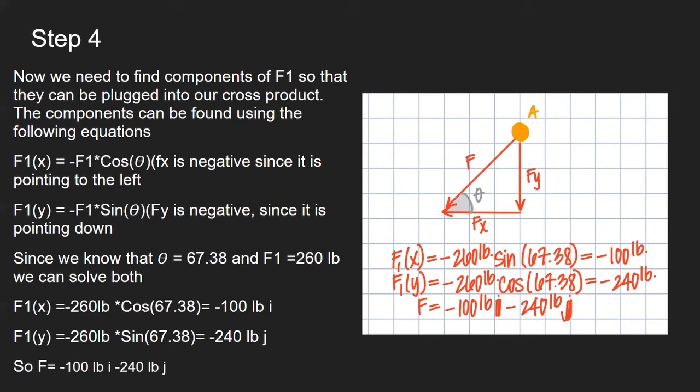Since we know that theta equals 67.38 degrees and F1 equals 260 pounds, we can solve for both. F1 sub x equals negative 260 pounds times cosine of 67.38 degrees, which gives you negative 100 pounds i. And F1 sub y equals negative 260 pounds times sine of 67.38 degrees, which gives you negative 240 pounds j. So we get that F equals negative 100 pounds i and negative 240 pounds j.